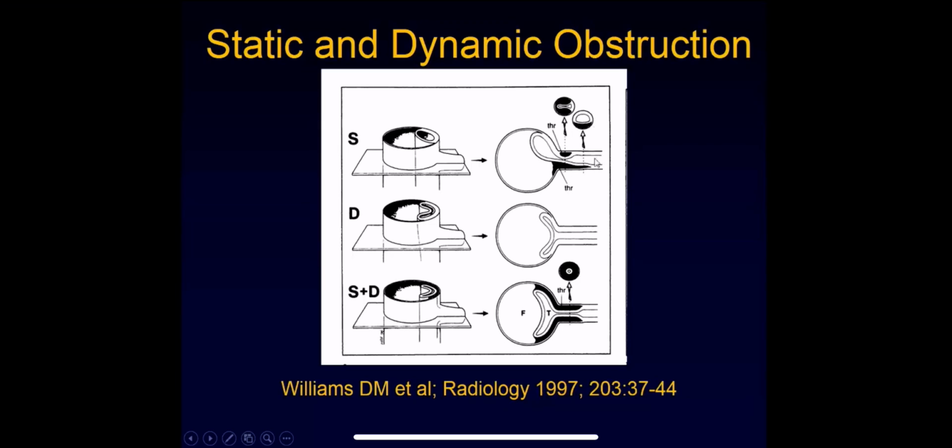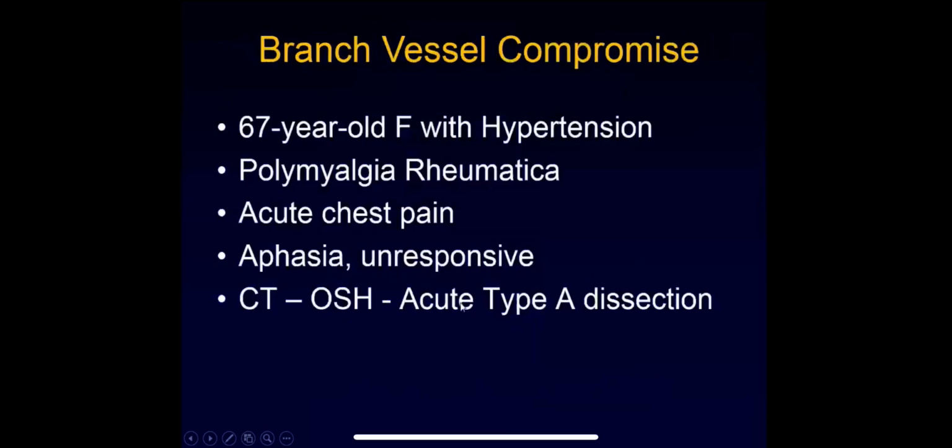With dynamic obstruction, this flap is moving like the one that I showed you, and then it's like a washcloth overlying this outlet, and basically it's causing compromised flow there. And you may have a combination of the two, static and dynamic obstruction, and oftentimes a fenestration is done followed by stenting of these vessels.